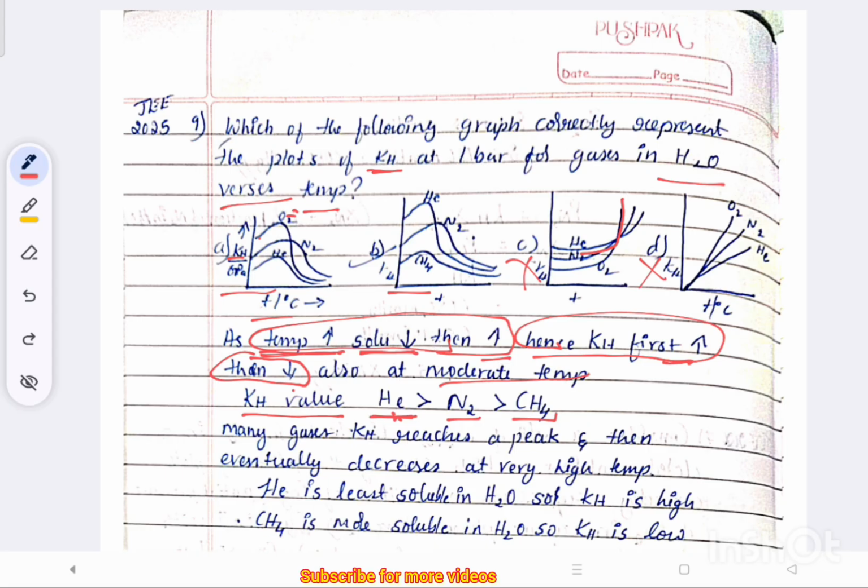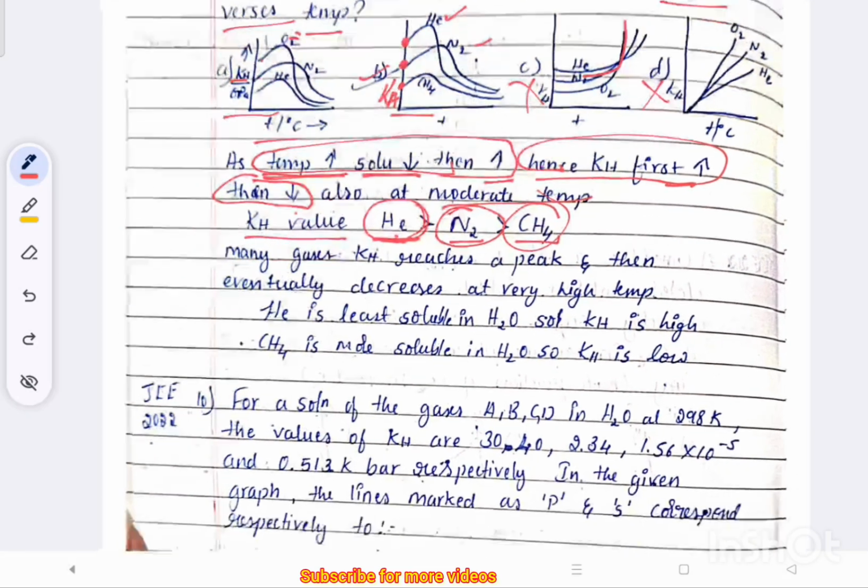Then in these two, we know He has more than N2, then CH4. Which one has more KH? He has more value than N2, then CH4. So option B is correct here.